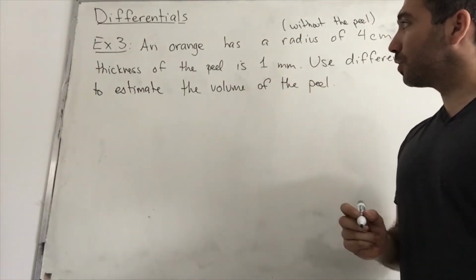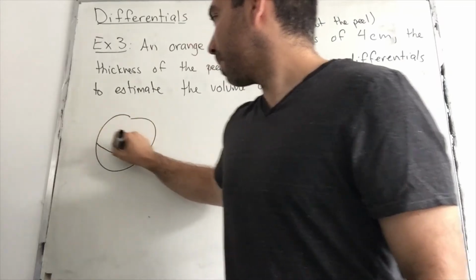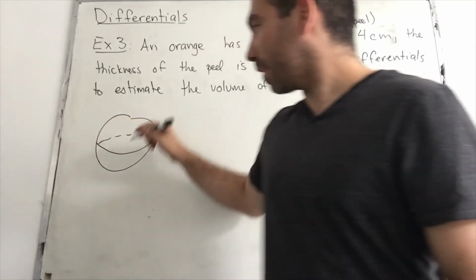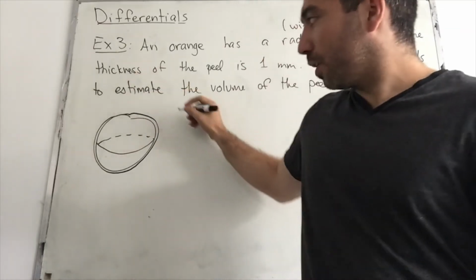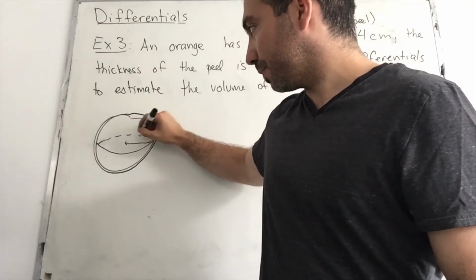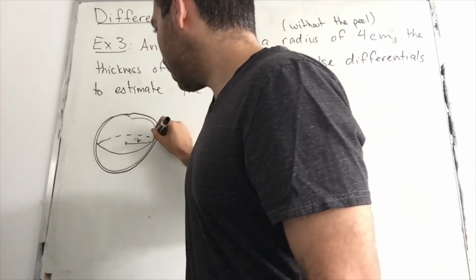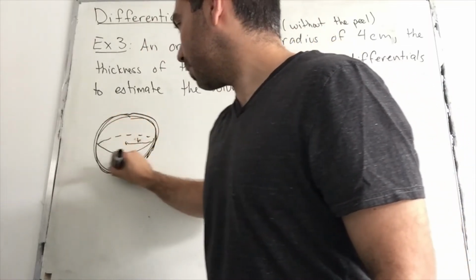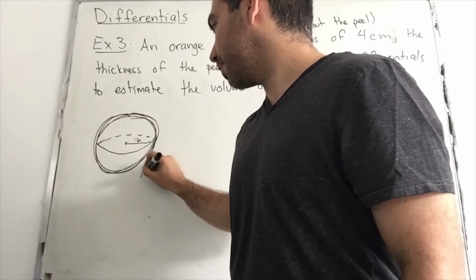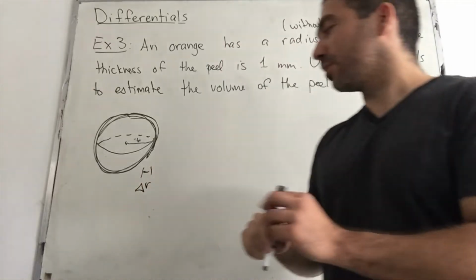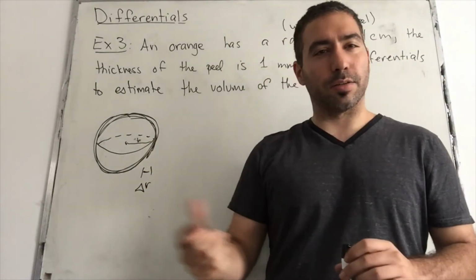So using differentials, we have our formula. Let's maybe draw the sketch first. We have our sphere, and then we have the peel. So this is the orange, and then this is the peel on the outside. We know that the radius is r, and we know that the thickness of the peel, I'm just going to write it here, is delta r. So this is the thickness of the peel. So if I were to just take the peel, its thickness is delta r.